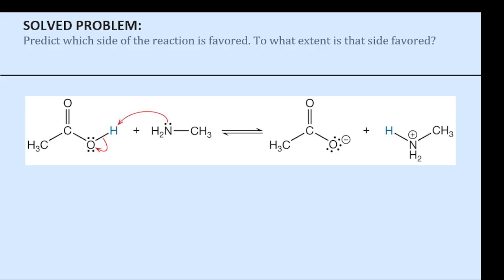So let's predict which side is favored and to what extent that side would be favored. Now, you actually kind of know a lot of these from your previous biology and your previous general chemistry, okay? So let's see how well you remembered what things are more acidic or basic, okay? Okay, so here we have an alcohol, or carboxylic acid, excuse me. And it is losing a proton, and it is giving that proton to an amine, isn't it?